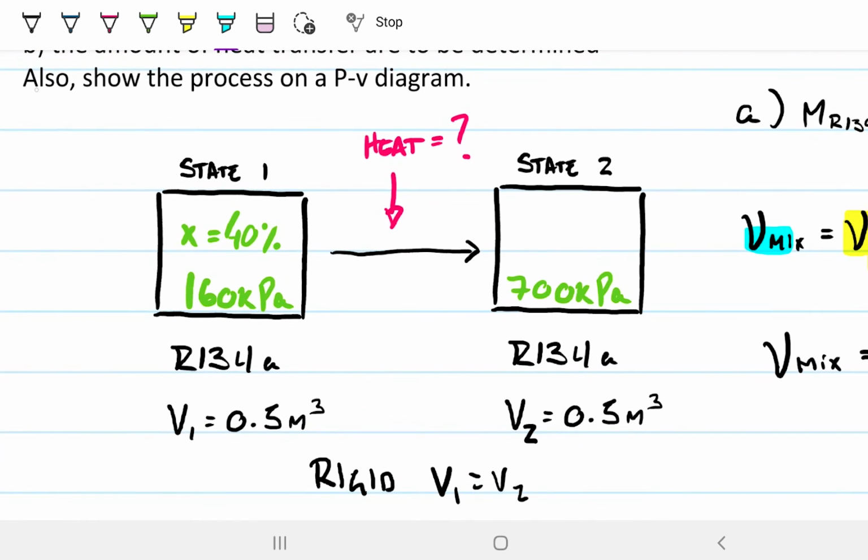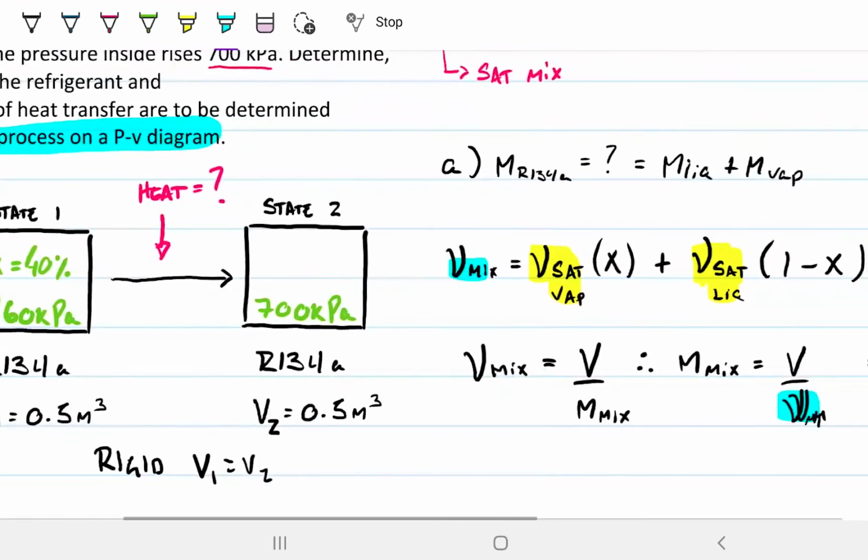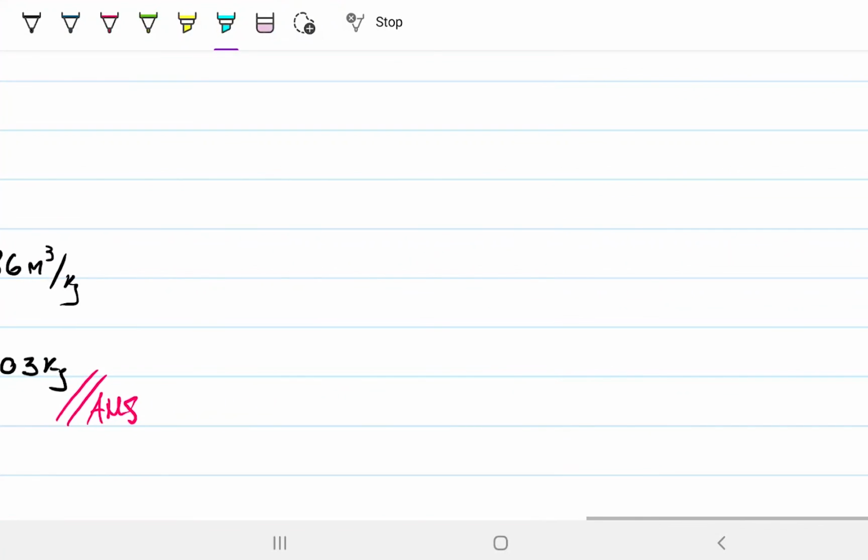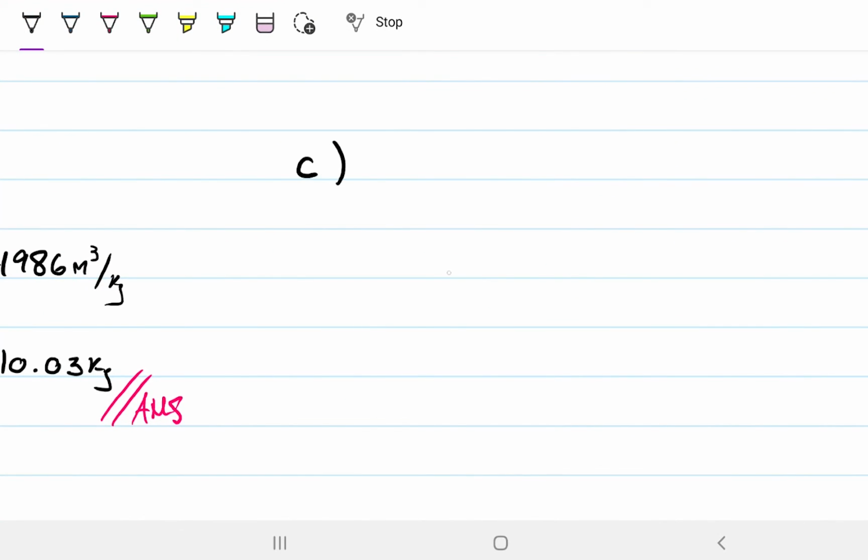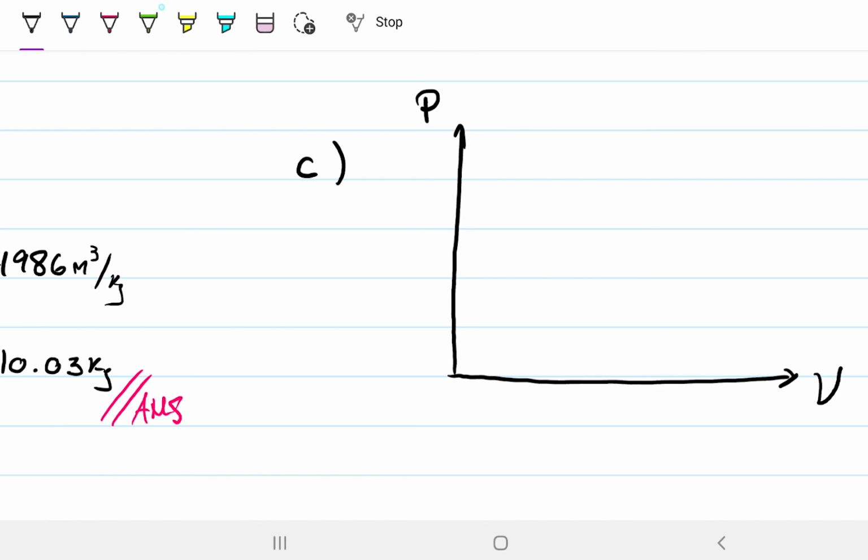And the last piece of the puzzle is to show this on a PV diagram, so pressure and volume. That's a bit different from what we did in the past, but there's no mystery there. What we're going to do is draw a straight line upwards and a straight line on the horizontal. Pressure here, specific volume here. We're still going to have the dome. It's still going to show up very similar to what it was before.